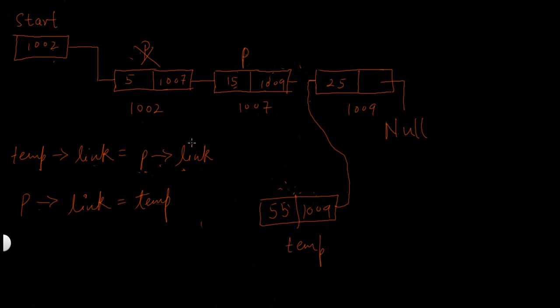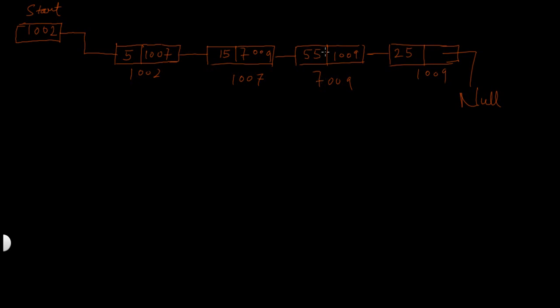Now p link means link part of this node, and link part of this node will be assigned temp, and temp stores the address of this node, the new node, and suppose the address of this node is 7009, then 7009 will be assigned to p link. So a new node after this node, between these two nodes, has been added.